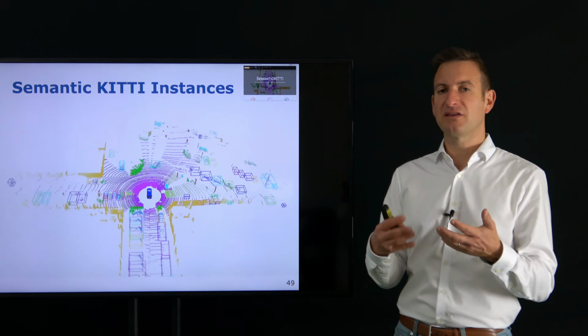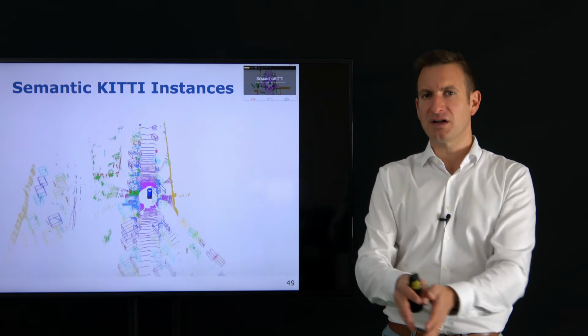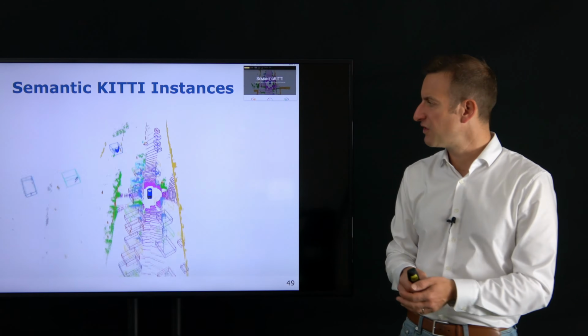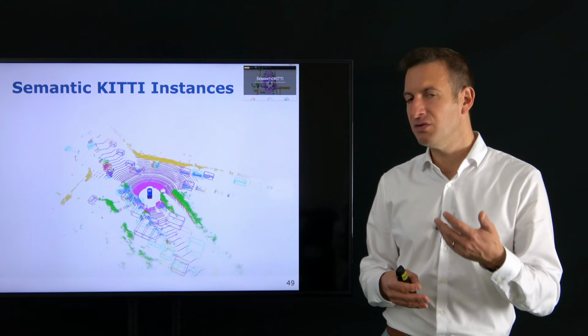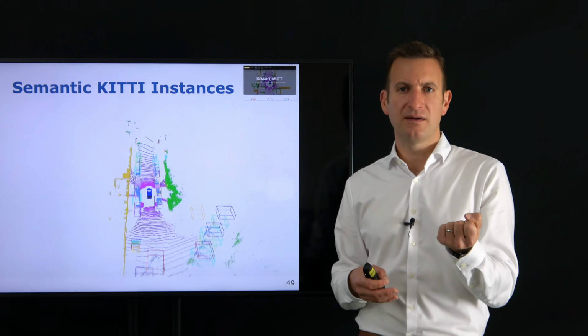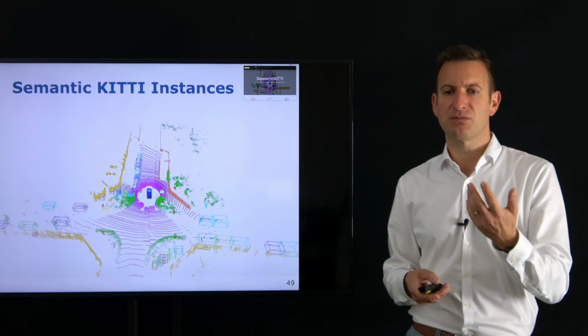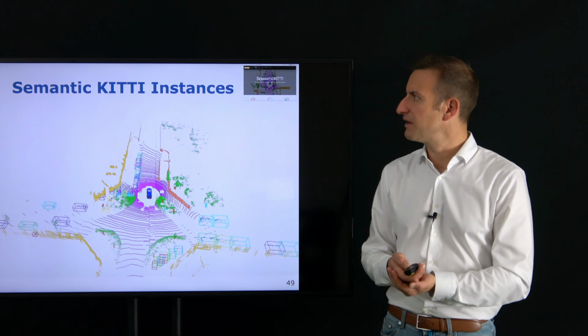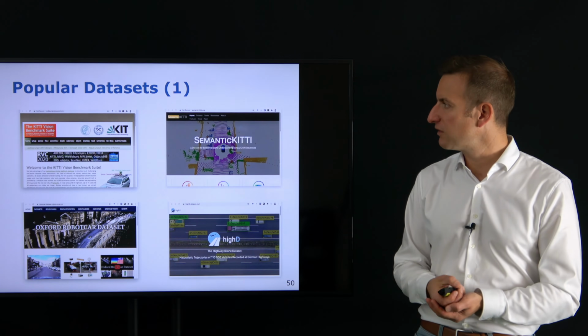So not saying this pixel belongs to a car, but you can actually break down the cars and say this is car number 1, this is car number 2, and this is car number 3. And this is an important capability that you need to be able to perform semantic estimation or semantic segmentation, but also instance segmentation, so that you can provide instance information. And that's something that the SemanticKITTI dataset provides and also benchmarks for.